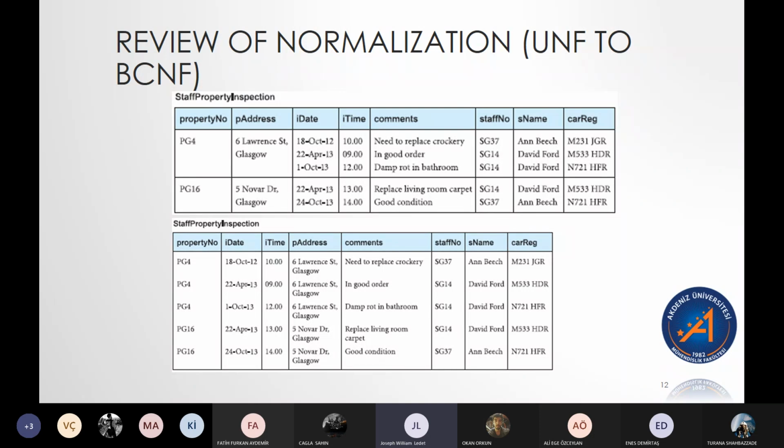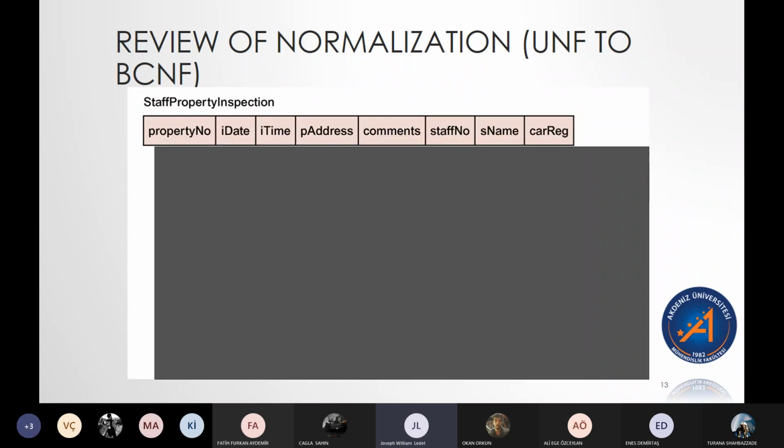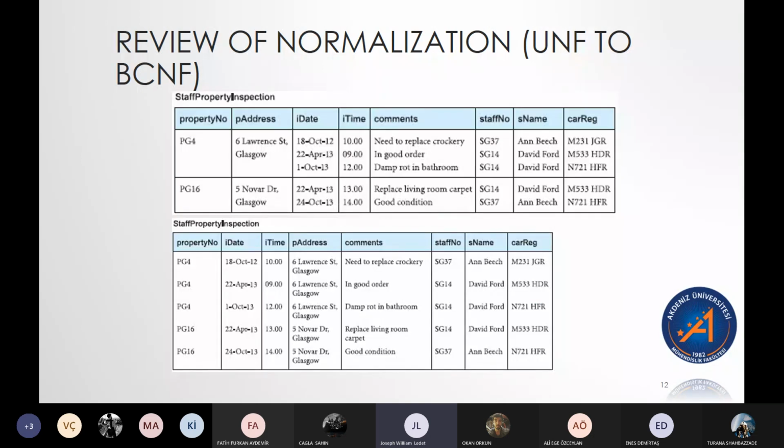Let's first ask what would make for a primary key in this? What are some possible primary keys? Or what are some candidate keys, I guess? Staff number? Is staff number a candidate key for this table? Remember what a candidate key is. A candidate key uniquely identifies the row. So if I said, I want the row that has SG14 in it. Oh, that's a problem.